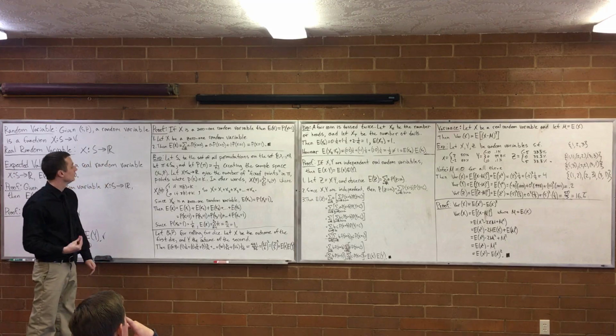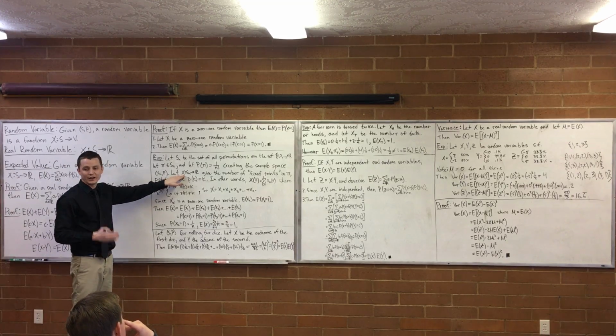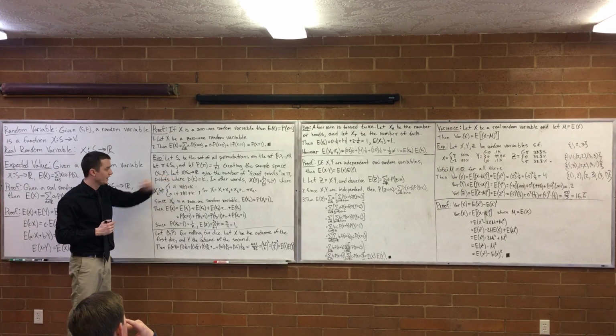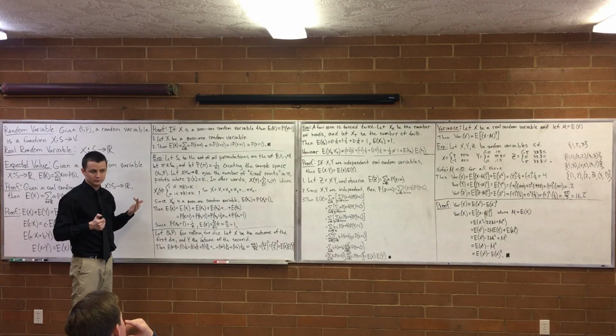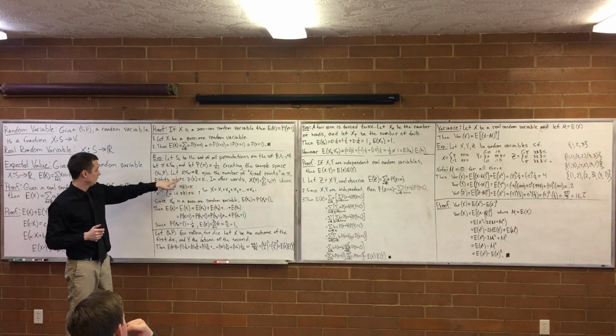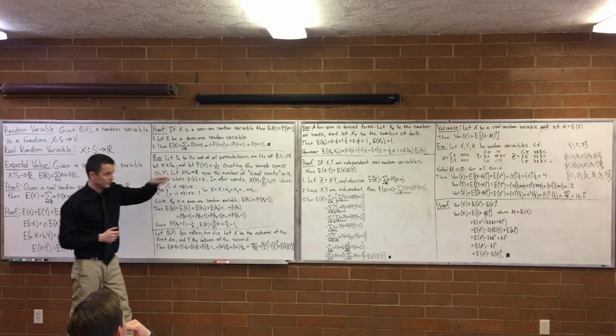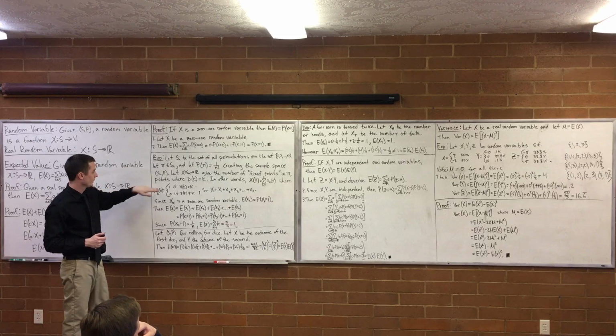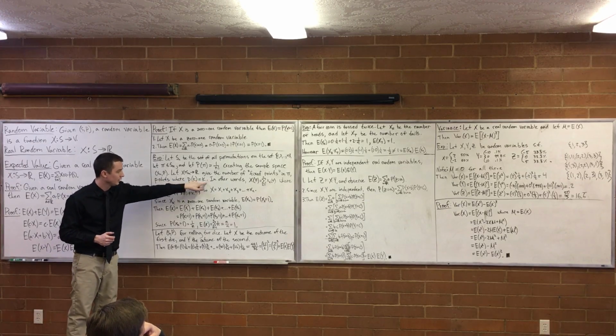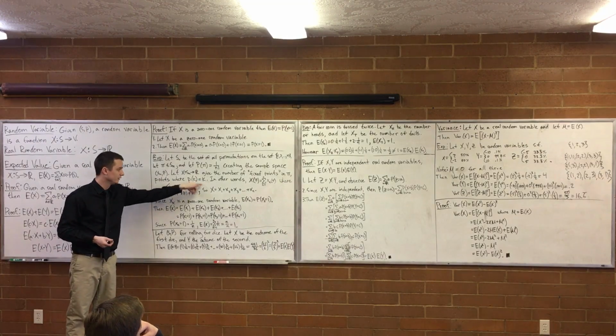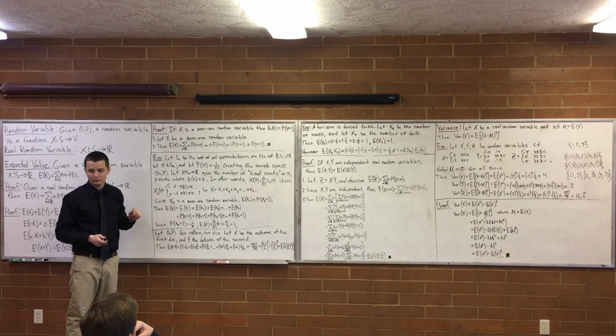The expected value of x. We're looking for how many fixed points we can expect a random permutation to have. Okay? So let x give the number of fixed points in some permutation pi, and those are points where pi of k equals k. It mapped k to itself. Good?